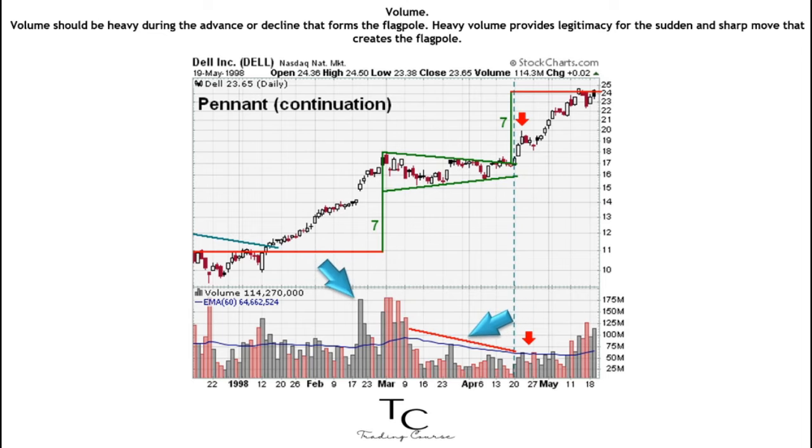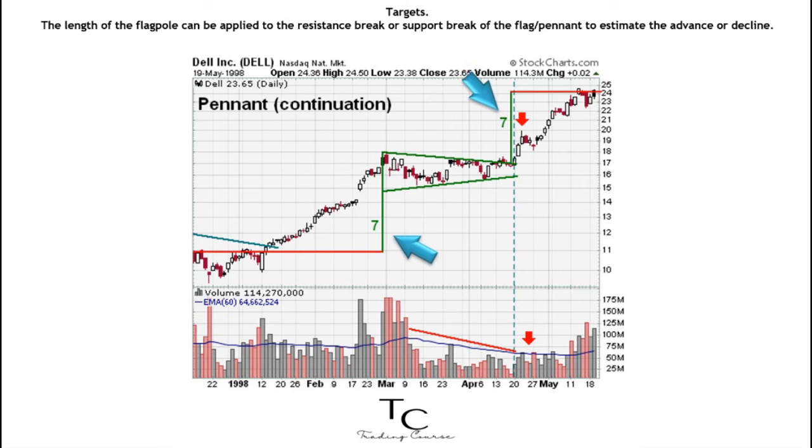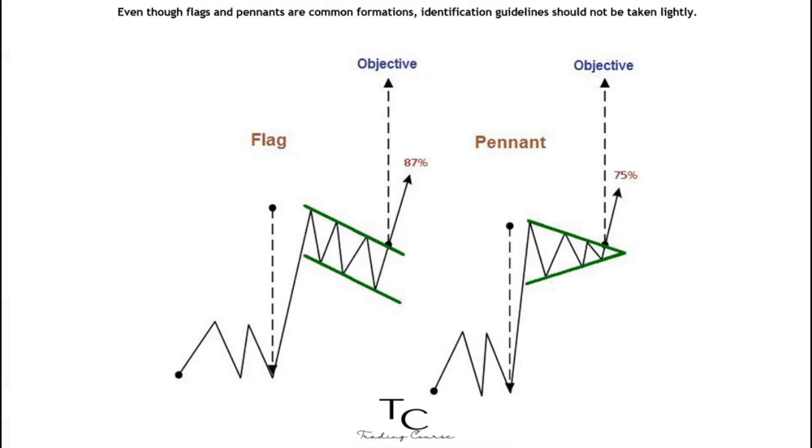Volume. Volume should be heavy during the advance or decline that forms the flagpole. Heavy volume provides legitimacy for the sudden and sharp move that creates the flagpole. An expansion of volume on the resistance or support break lends credence to the validity of the formation and the likelihood of continuation. Targets. The length of the flagpole can be applied to the resistance break or support break of the flag or pennant to estimate the advance or decline.